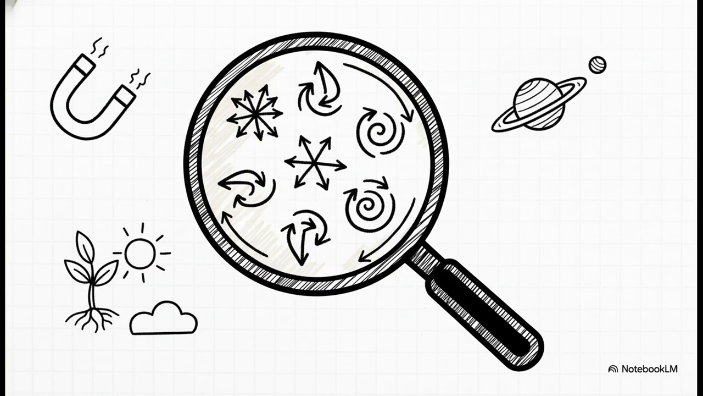So the really big idea to walk away with is this. Divergence and curl are not just abstract math. They're a lens. They're a new language that lets us see and describe the invisible flows, the hidden forces, and the dynamic patterns that govern everything from light waves to entire ecosystems.